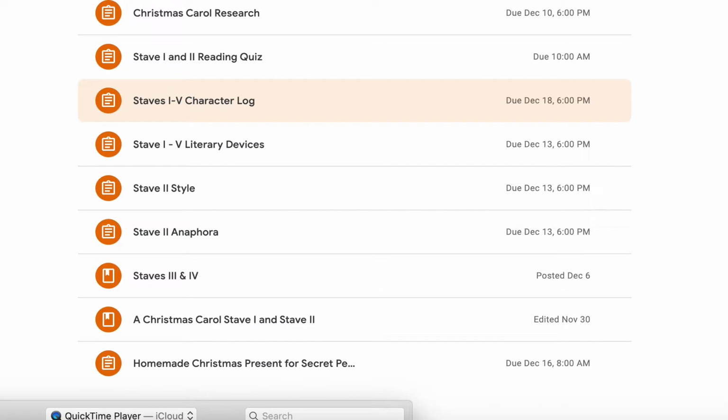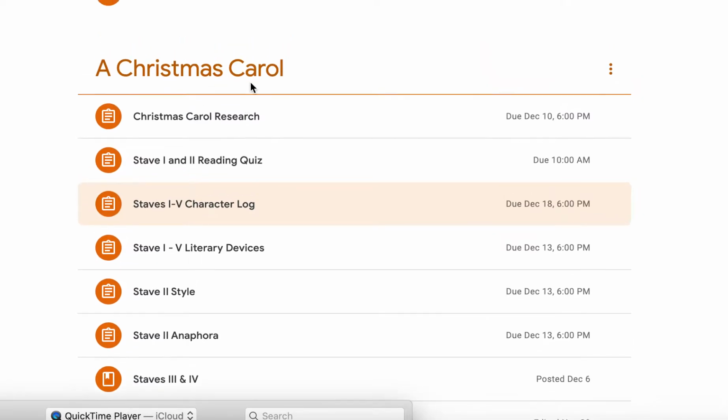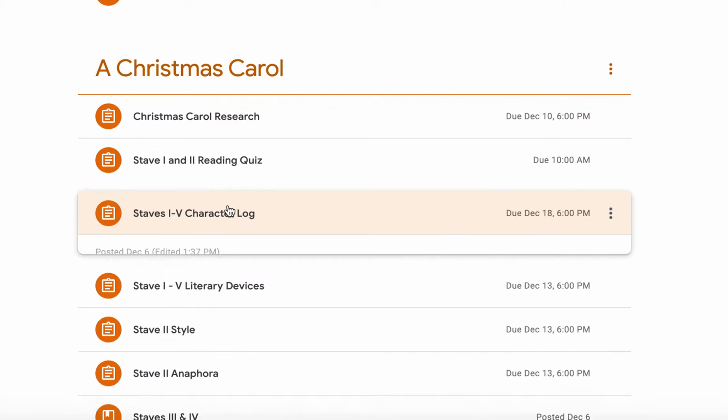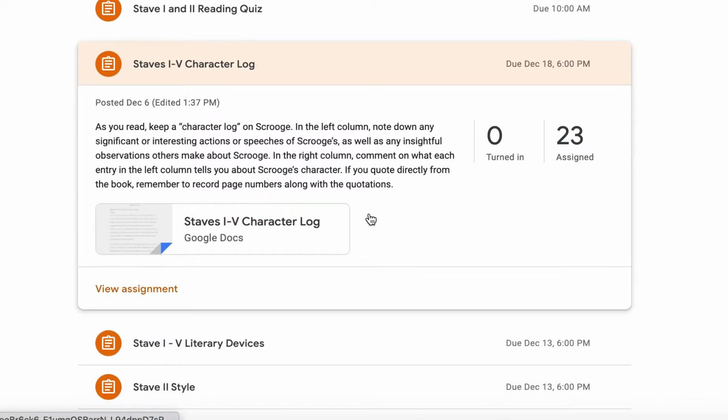Students, now I want to cover the activity packet sheet titled Staves 1 through 5 Character Log. Now, this is found under the topic of A Christmas Carol. So let me open this document. Character log was one of your vocab words from last week.